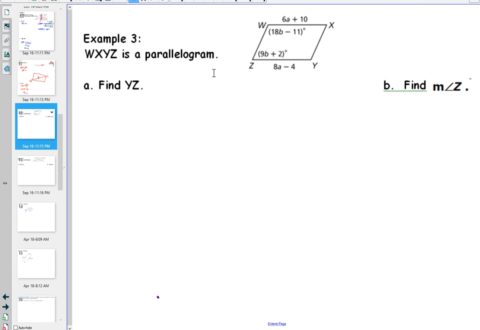Okay, so find YZ. What is YZ? It's a side. Opposite sides are congruent, so YZ is the same as YX. If I wanted to write an equation here, I would say 8a minus 4 is equal to. No, or maybe I said it wrong. Sorry, I meant WX is the same as YZ. If I said it wrong, I apologize. In my mind, I was saying it right.